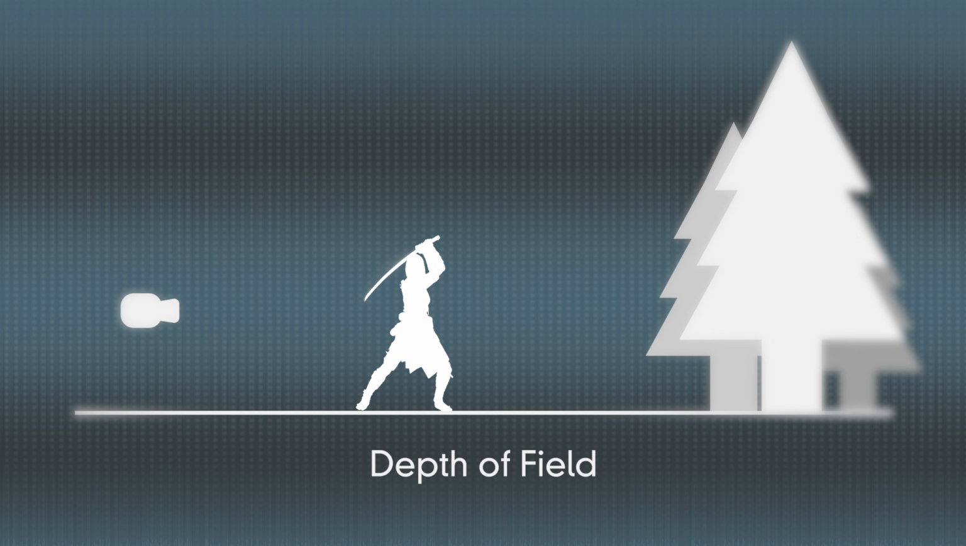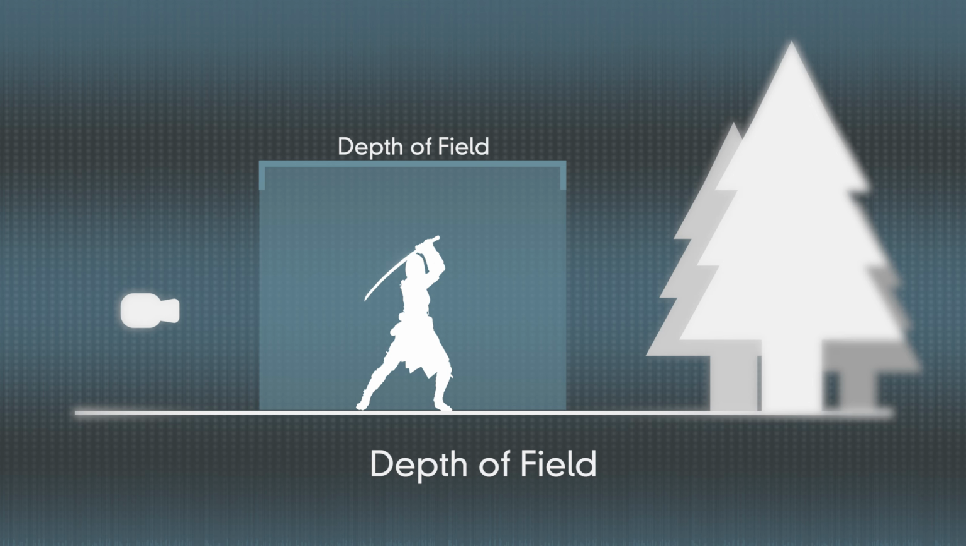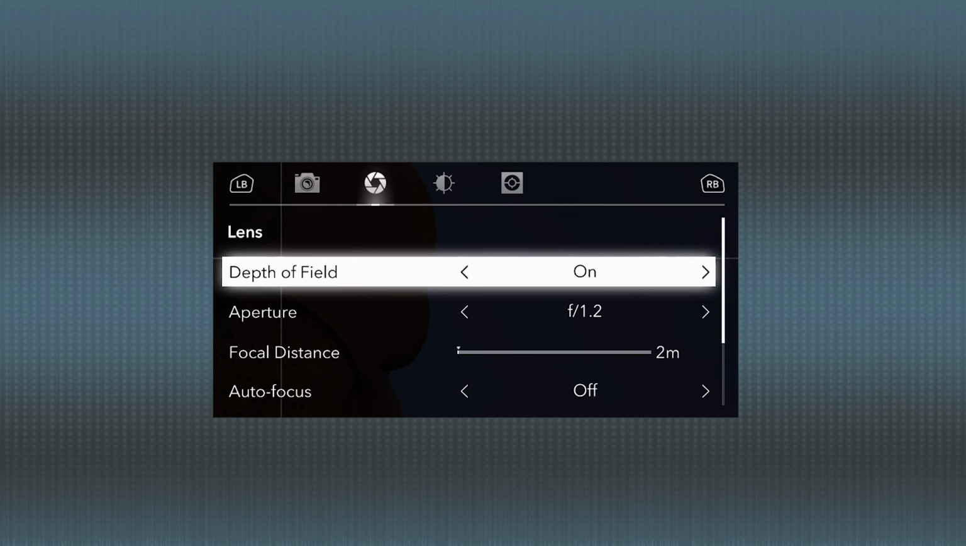The term depth of field refers to the region between the closest and farthest elements in the frame that appear in focus. Turning on the depth of field setting lets you manually adjust your aperture and focal distance. How do these two settings affect the sharpness of your photo?